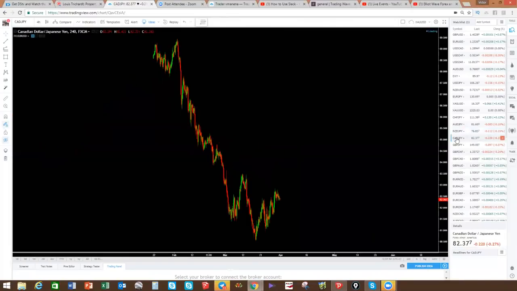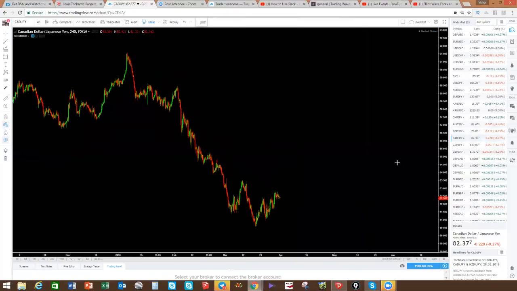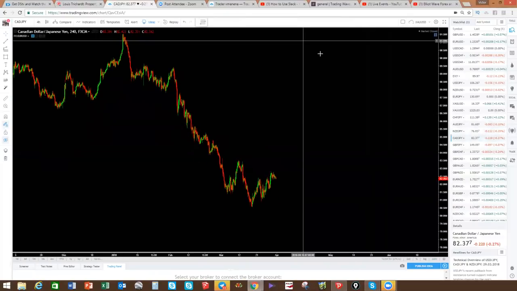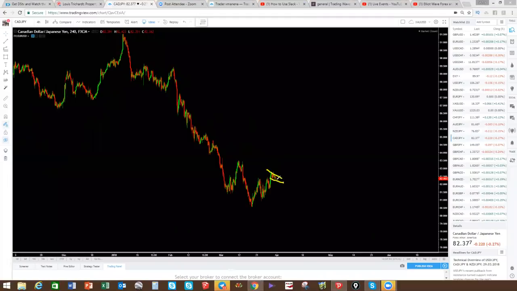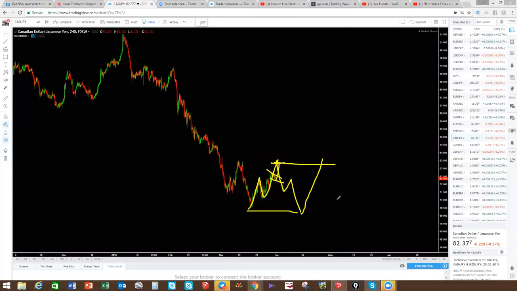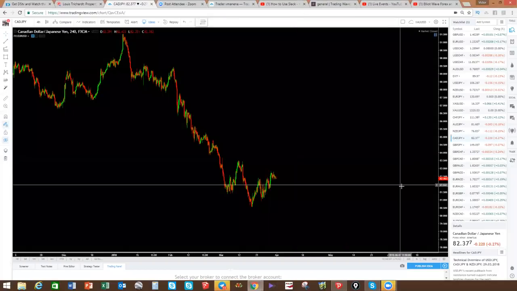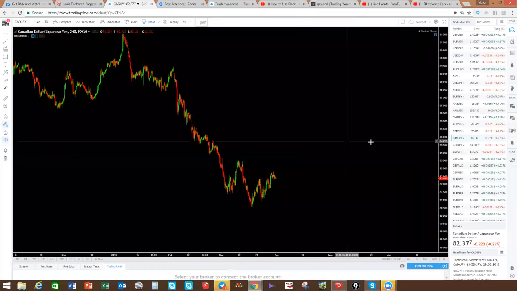CAD, similar. Get this flag here. But you need to be careful here because this is already almost equal to that, because that may give you this structure, that structure for a move further down. Okay. Right, so those are the yen pairs.